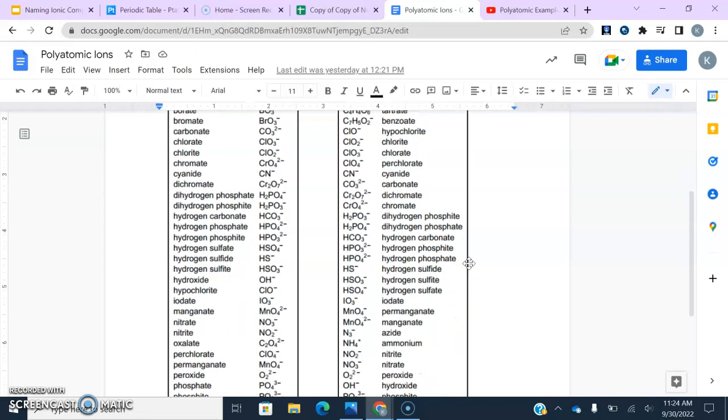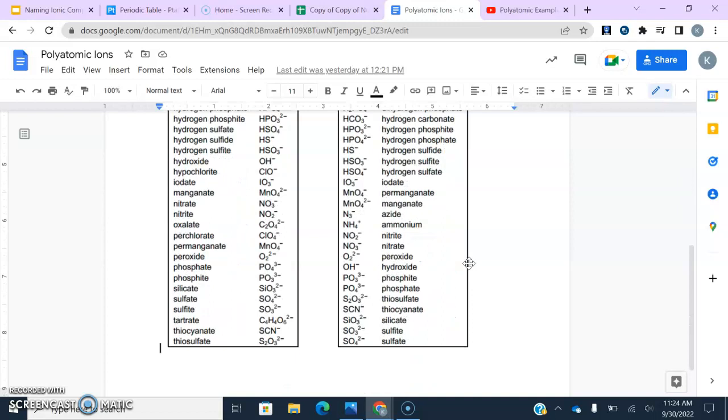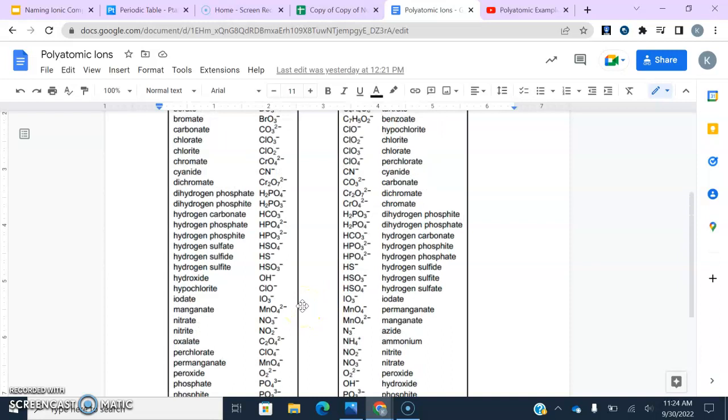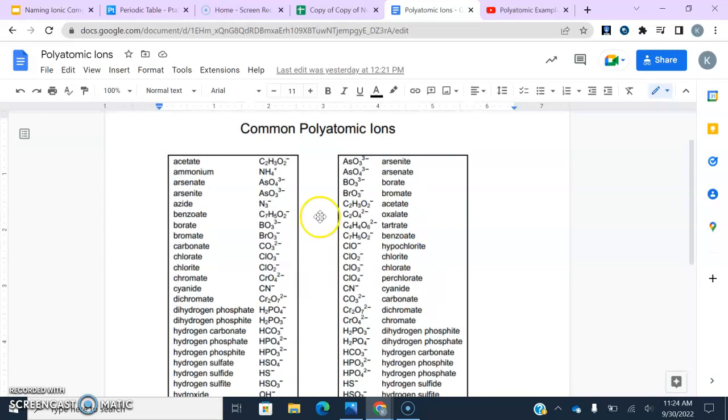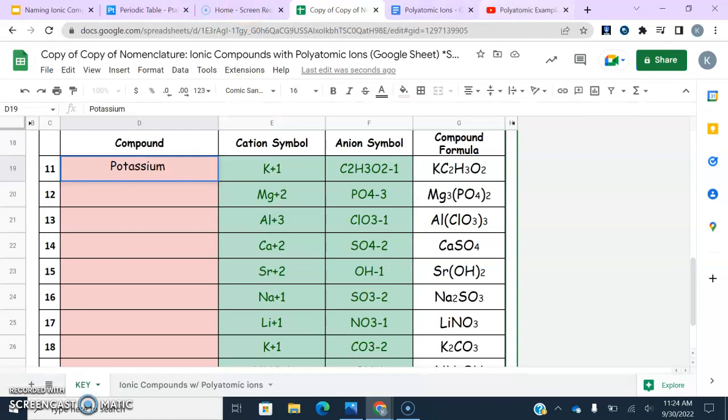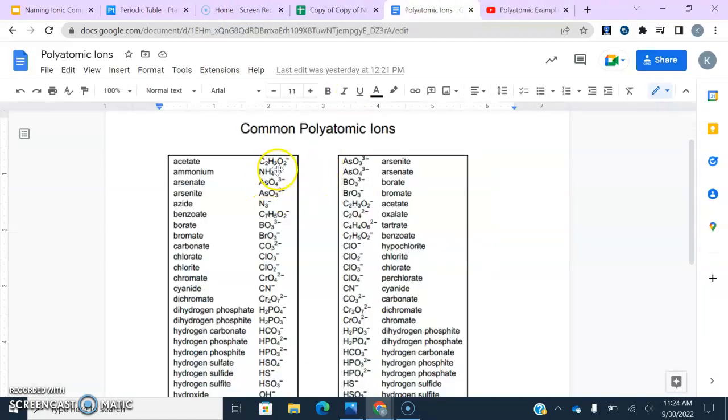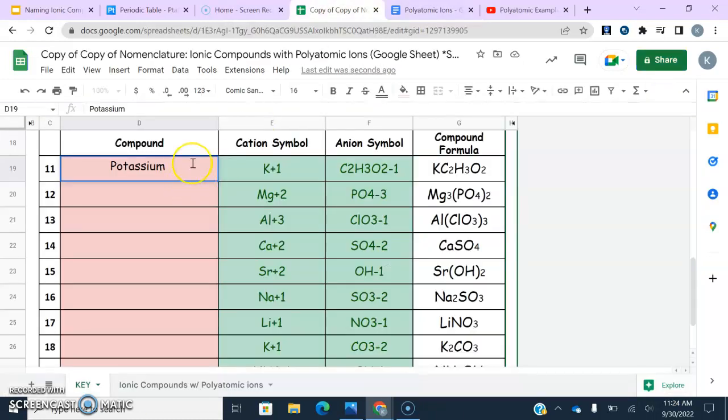Sometimes I actually don't remember where it is on here. It's going to take me a minute to look for it. C2H3O2. Oh, perfect. It's right here. Hold on. C2H3O2, yeah, it's this one. It's acetate. So C2H3O2 is our polyatomic, so that's acetate. So we will write acetate here. So you just have to take the name from the polyatomic, and that is correct, okay?